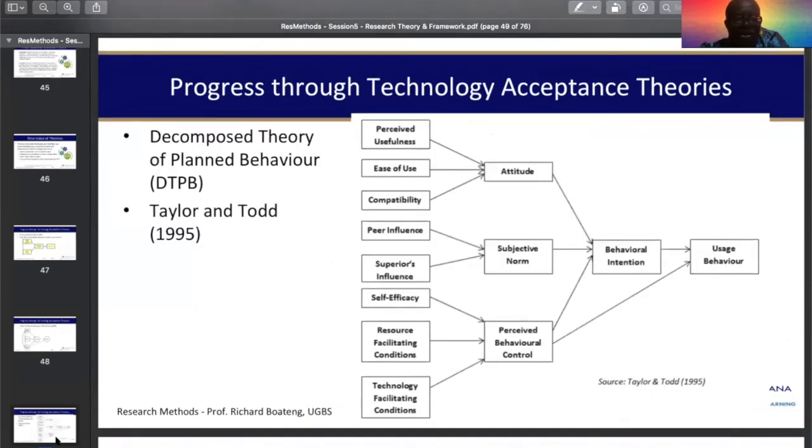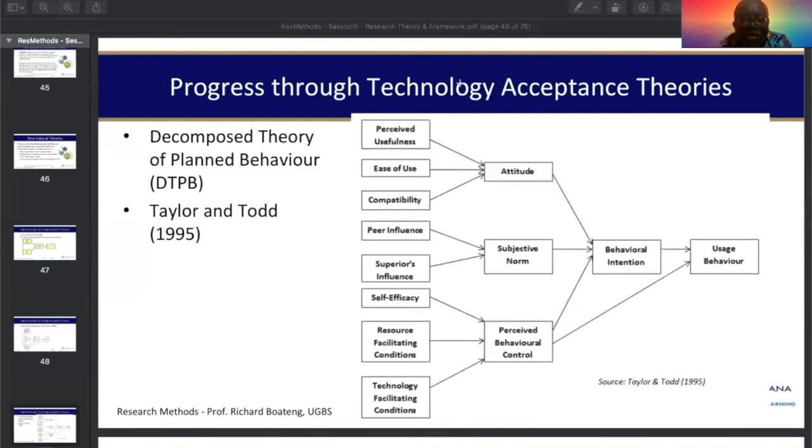Then later on, people like Taylor and Todd started expanding upon the theory of planned behavior and said that when the guy told us attitude, subjective norms, perceived control, he didn't tell us what goes into it, but there are different explanations that exist here. So if you look at this particular part, we are seeing all these parts that you have here. Let me just use a highlighter. If you look at this one up to here, what you have is the theory of planned behavior, but he decomposed it. So he called it the decomposed theory of planned behavior.